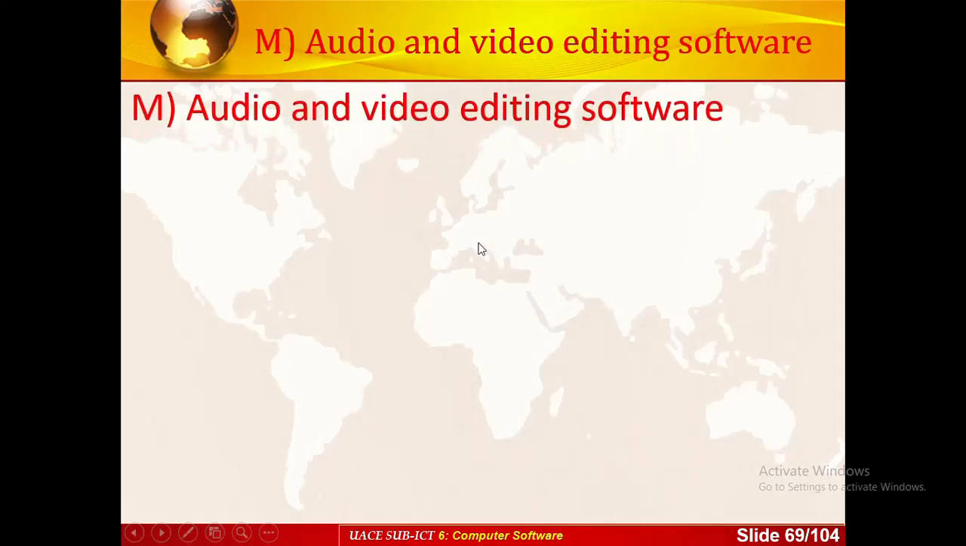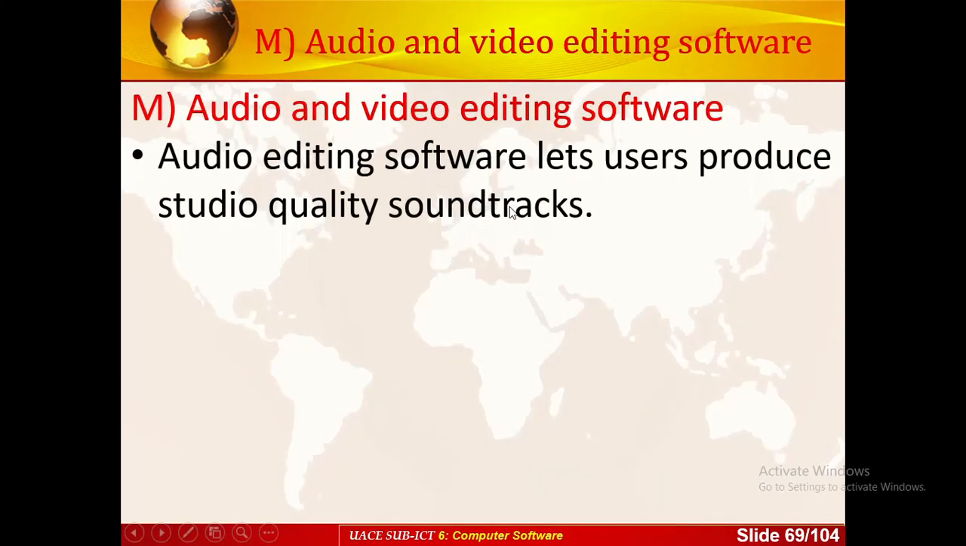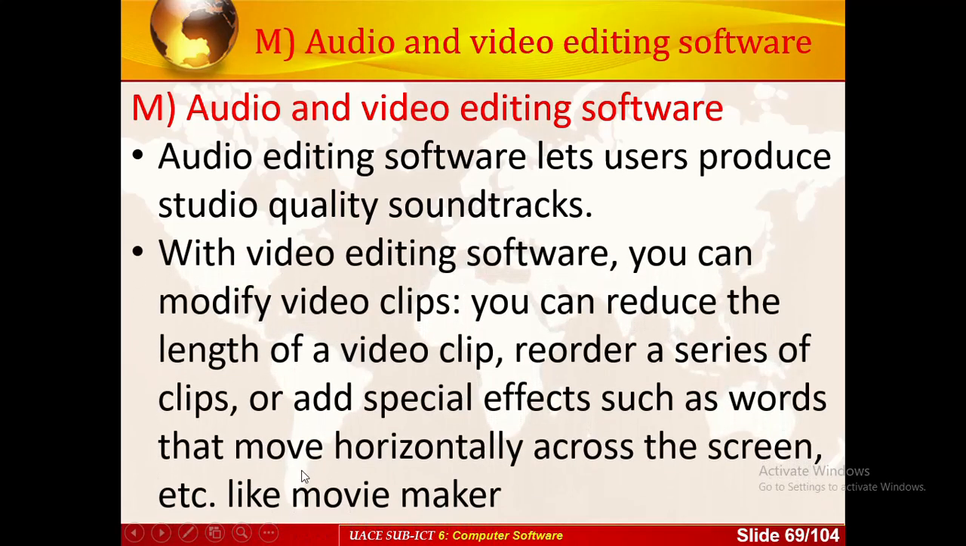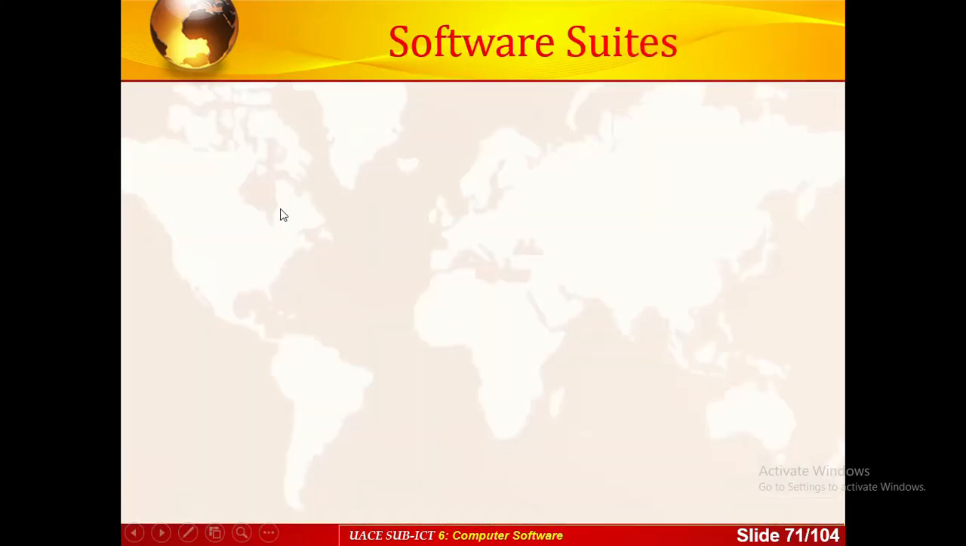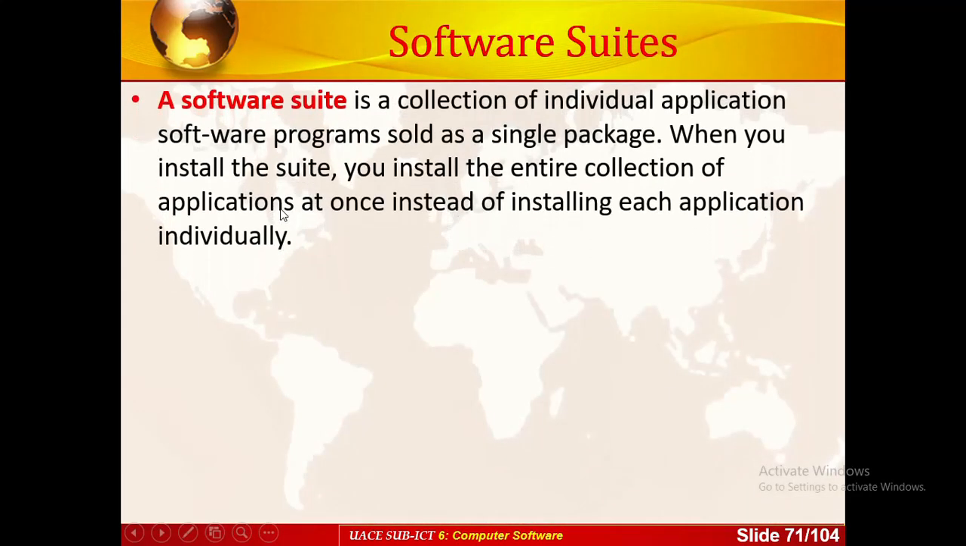For media, we have audio and video editing software where you can edit videos and produce video-quality soundtracks. Actually, you can use software like Movie Maker. This is how it works: you can import videos into the software and make some video clips. Then after you combine them, you produce a video or audio. You can edit, you can cut, and so many others. That's what is called the video maker.